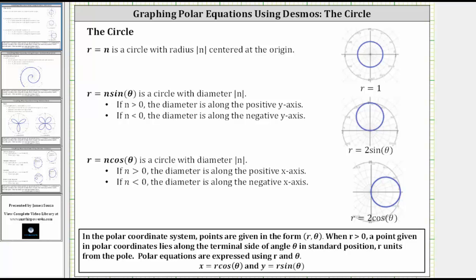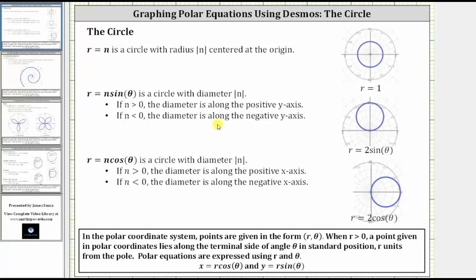In this lesson, we will use Desmos.com to explore the equations of circles in the forms r equals n sine theta, and r equals n cosine theta. In the polar coordinate system, points are given in the form (r, theta), where when r is greater than 0, a point given in polar coordinates lies along the terminal side of angle theta in standard position r units from the pole. Polar equations are expressed using r and theta.